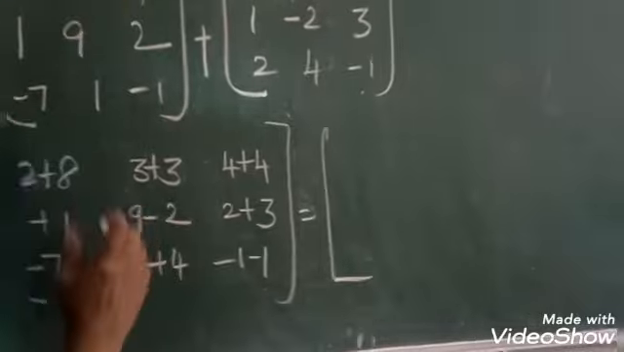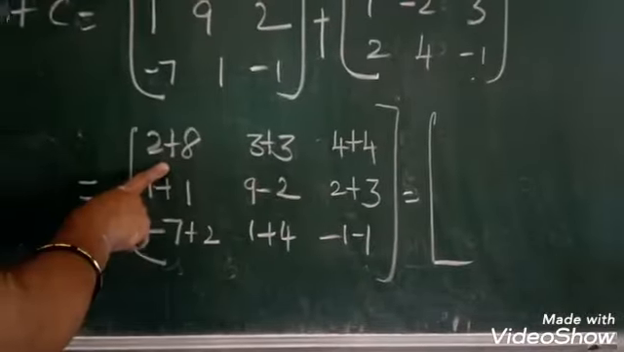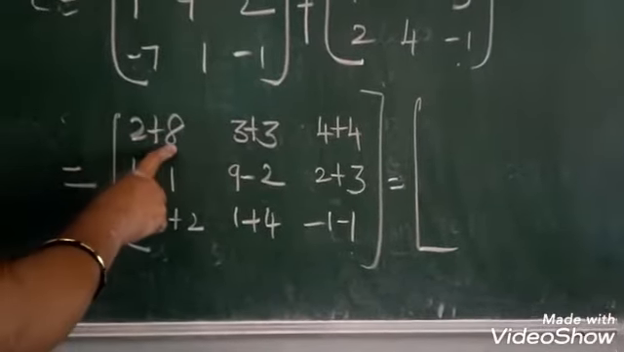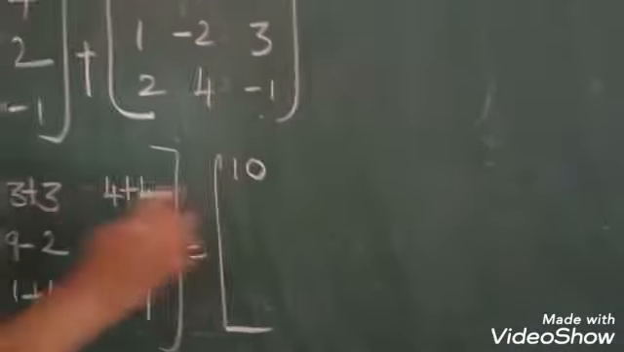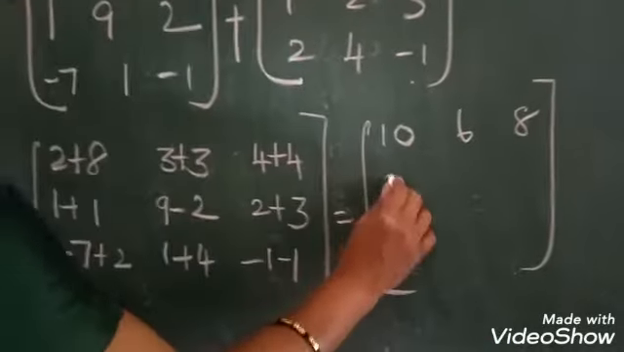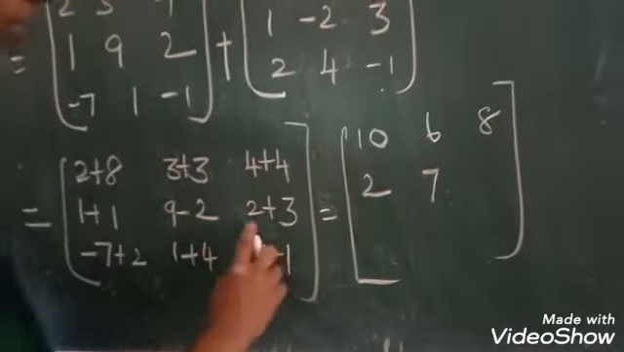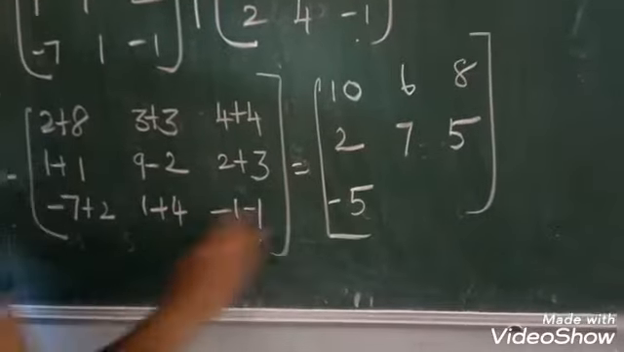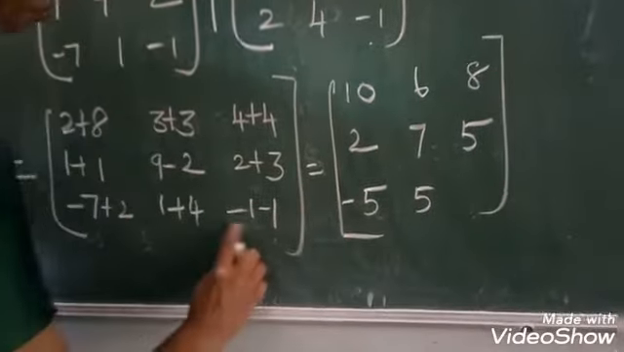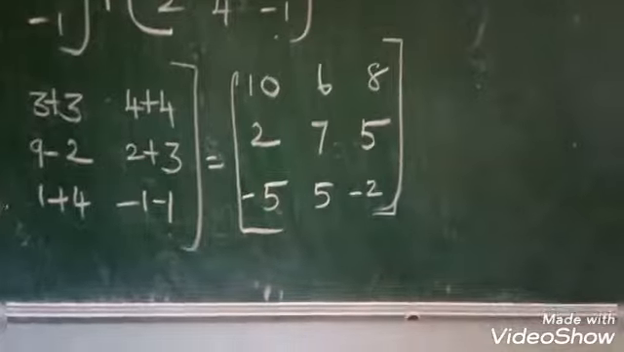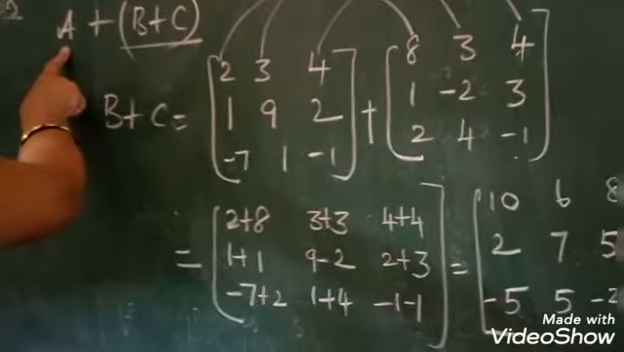Now you have to simplify B plus C. How do you simplify, girls? If you add, you have to add; otherwise subtract, following the symbol. See the symbols and simplify. 2 plus 8, so 10, first row element, then 3 plus 3, then 4 plus 4, so the first row is completed. The second row: 1 plus 1, then 9 minus 2, yes 7, then 2 plus 3, okay 5. Then minus 7 plus 2, minus 5, then 1 plus 4, 5. Both are negative, so you have to add and put the same symbol. This is called B plus C. Then you have to add it with the A matrix, and you will get the answer of LHS.